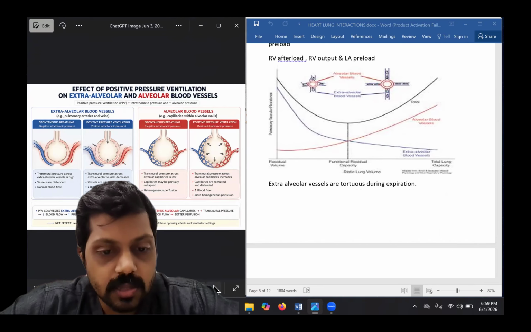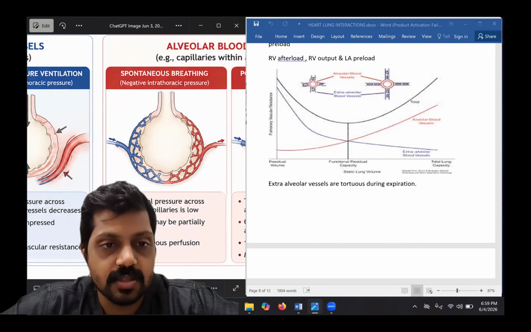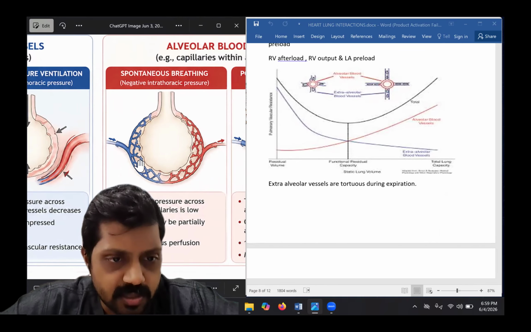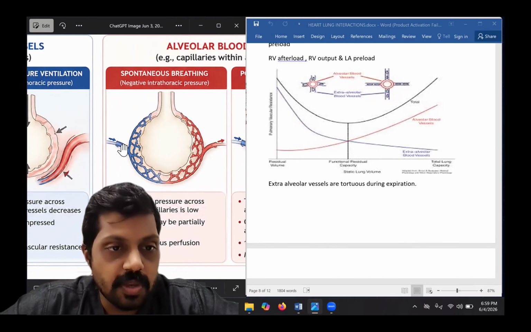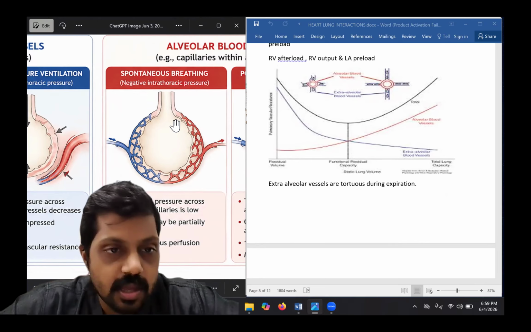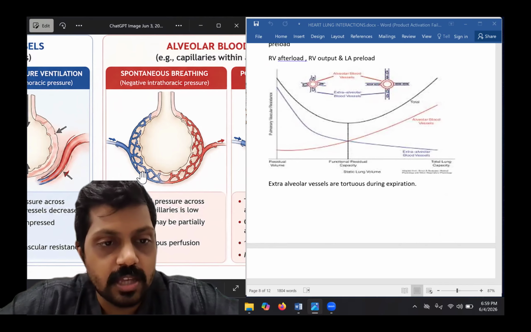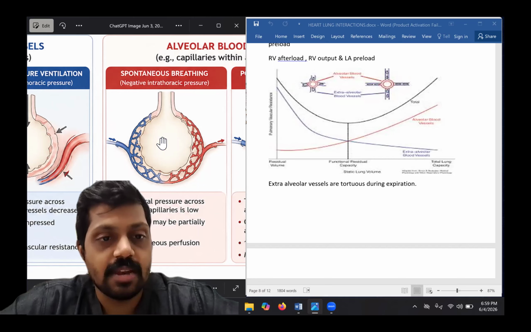That's a very good image. So inside these lungs, you see there are two types of blood vessels. One is the alveolar vessels, just surrounding the alveoli. Beyond this point, extra-alveolar vessels. So when the alveoli are collapsed, these alveolar vessels are nice. They don't experience any compression by the alveoli. Blood flow is good, so resistance in this is good.